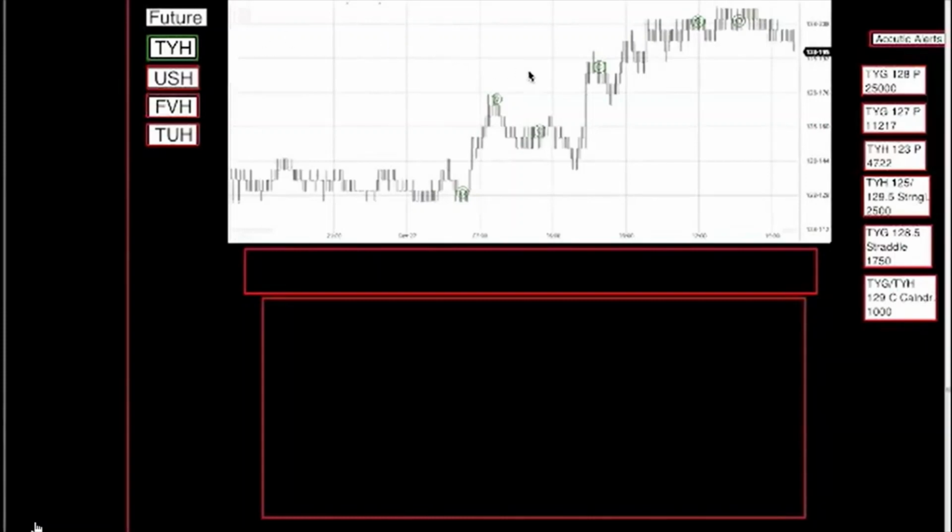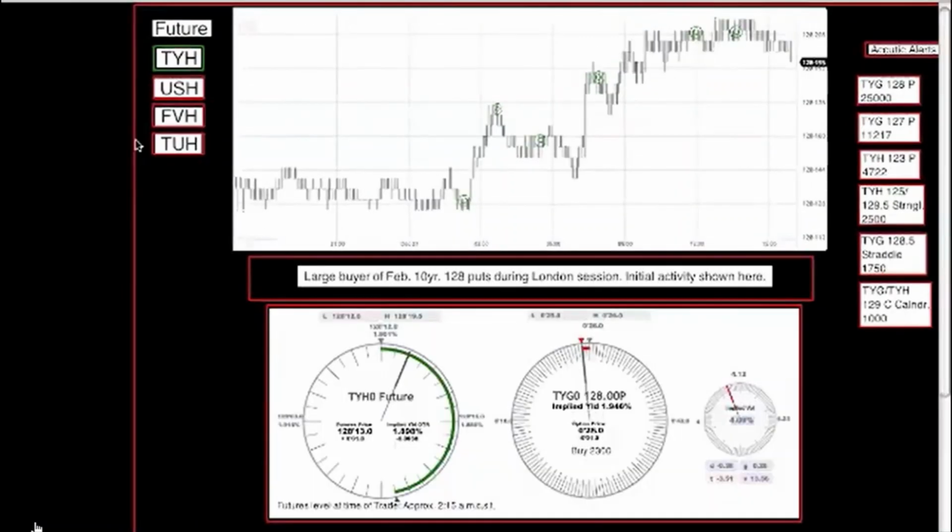Now we can choose to look at the trade detail on any of these alert targets. They are clickable. So we'll start at the beginning with this one and click on it. Clicking on one of the alerts, the details of the trade are shown below with the Accutic dials. So at the time of this alert, the futures contract was trading up one tick at 128.13.